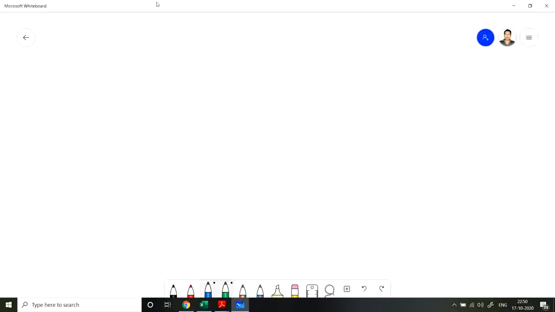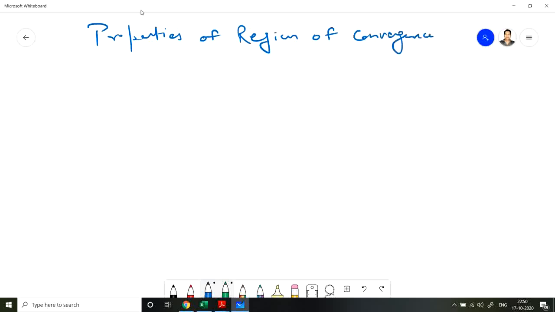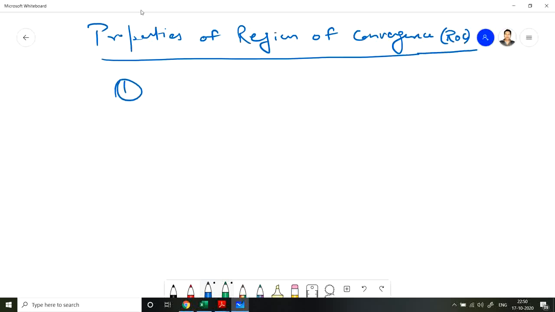Welcome to another lecture on gate class. So today we will discuss the properties of region of convergence. That is also written in short form, that is ROC. So let us discuss the first property.